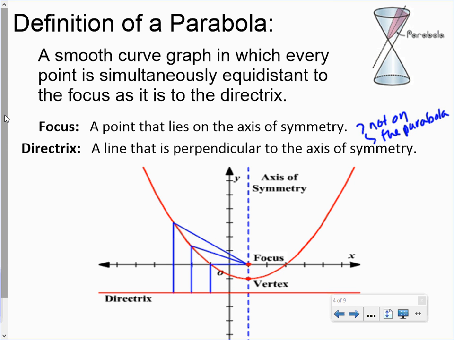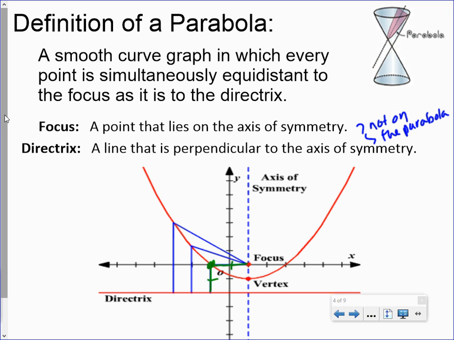Okay. And then the solid blue lines here are trying to illustrate this phrase that you have to be simultaneously equidistant to the focus and the directrix if you're a point on the parabola. So if I'm this point right here, I'm on my red parabola, so I'm a point on the parabola. If I measure the distance to the focus and I measure the distance to the directrix, those two distances should be the same value. So in geometry, I could mark those with a congruence tick mark.